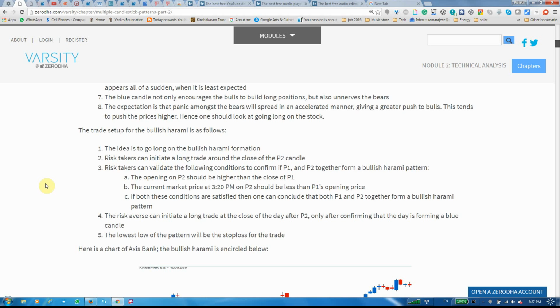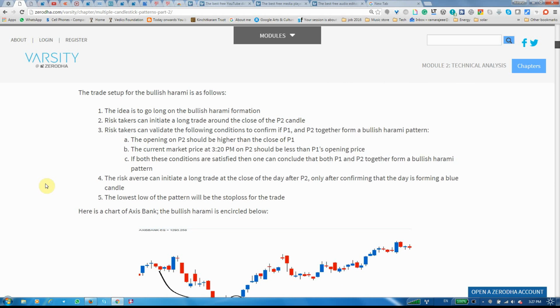The trade setup for the bullish harami is as follows. The idea is to go long on the bullish harami formation. Risk takers can initiate a long trade around the close of the P2 candle. Risk takers can validate the following conditions to confirm if P1 and P2 together form a bullish harami pattern. The opening on P2 should be higher than the close of P1. The current market price at 3:20 p.m. on P2 should be less than P1's opening price. If both these conditions are satisfied, then one can conclude that both P1 and P2 together form a bullish harami pattern.